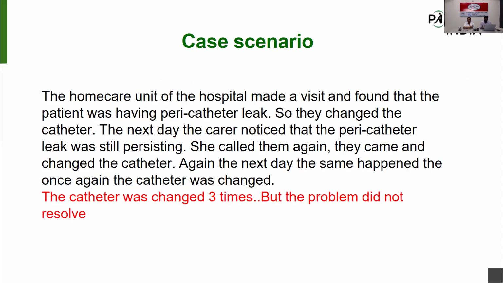A home care unit of the hospital made a visit and found that the patient was having pericatheter leak. So they changed the catheter. The next day, the carer noticed that the pericatheter leak was still persisting. She called them again and they came and changed the catheter. Again the next day the same happened, and once again the catheter was changed. So the catheter was changed 3 times, but the problem did not get solved. So what can we suggest?